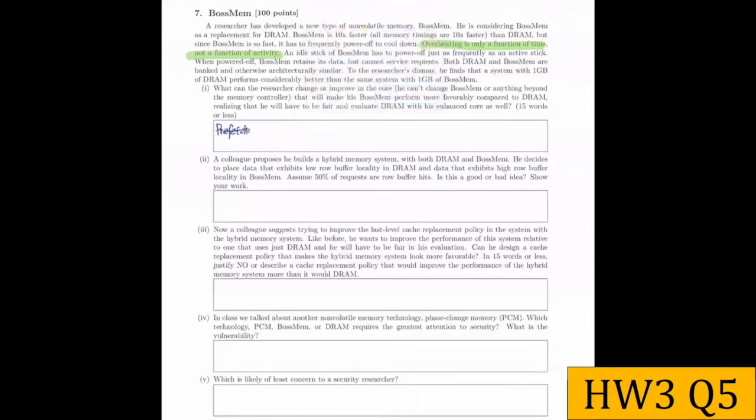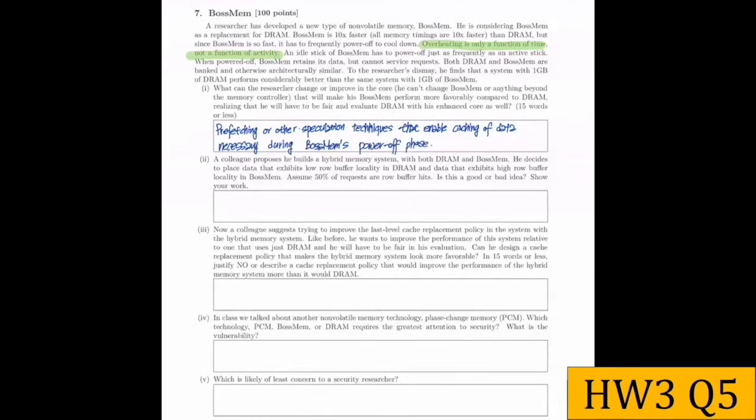prefetching or other speculation techniques like value prediction or out of order scheduling that enable caching of data which is necessary during Boltzmann's power off phase. Okay.